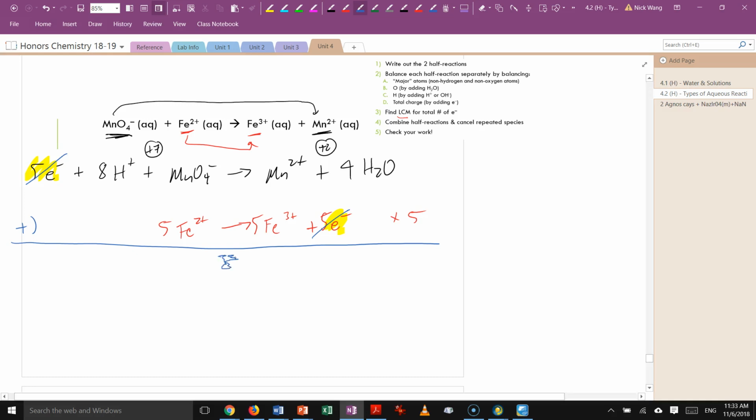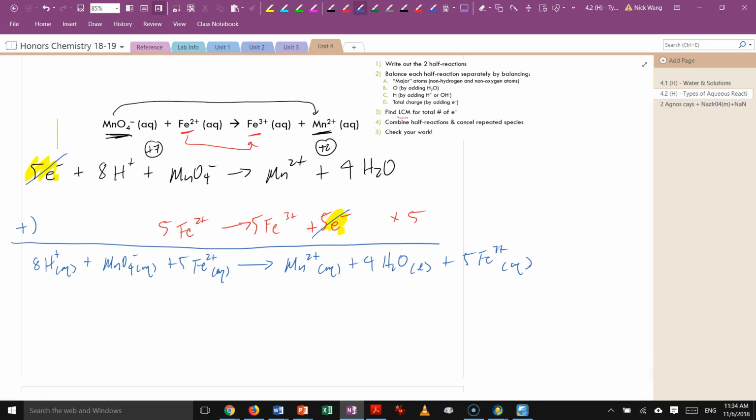So we have 8H plus. That's aqueous, right? We're talking about an acidic environment, so they're dissolved. MnO4 minus, aqueous. The 5Fe2 plus from this bottom equation, second half reaction. And then write down everything else that's over here. Mn2 plus, aqueous, plus 4 waters, which are liquid. And then the 5Fe3 pluses, that's all aqueous. And there we have it. That's how we have our balanced redox equation.